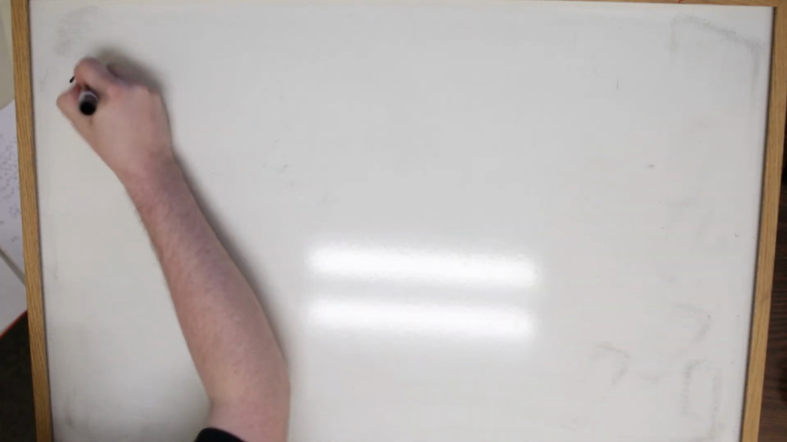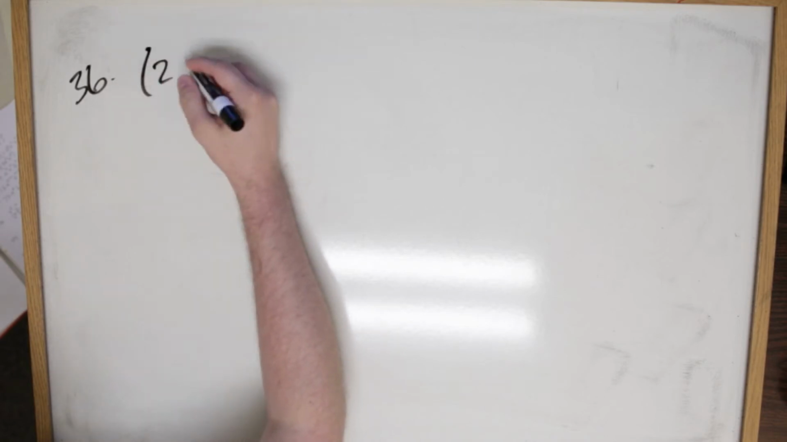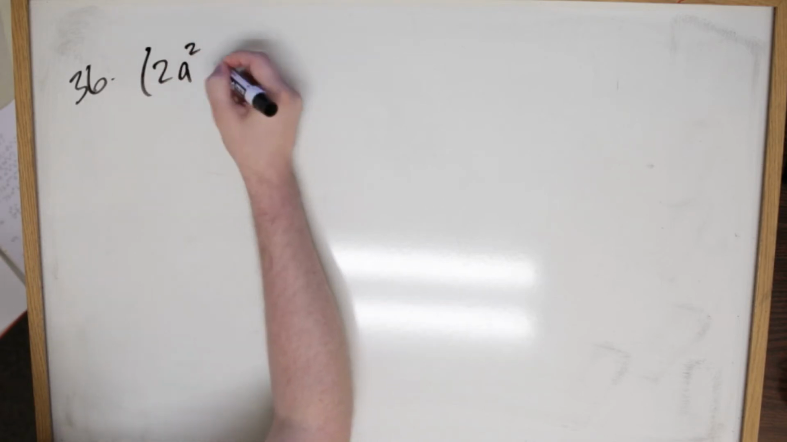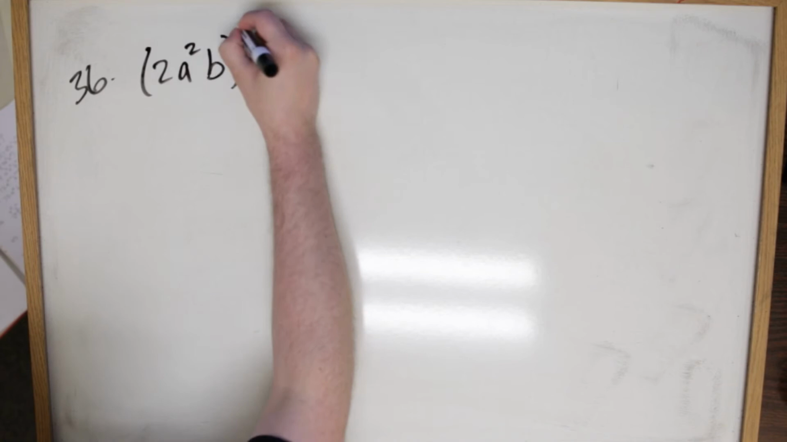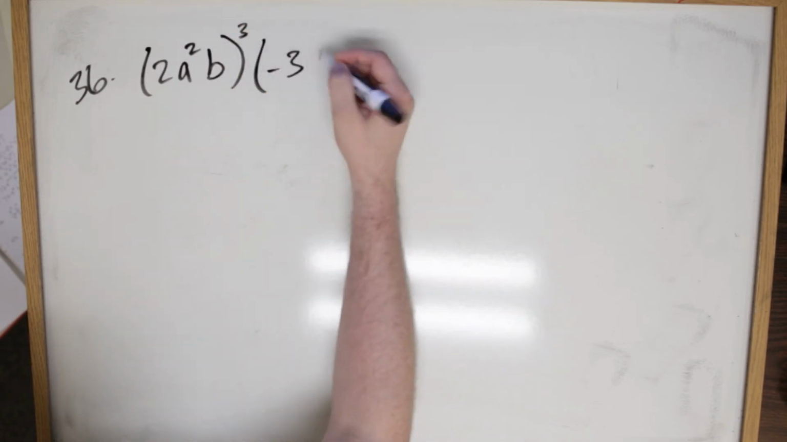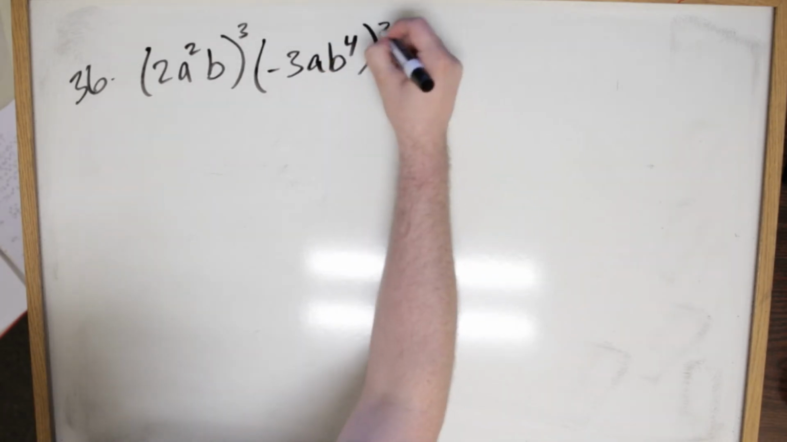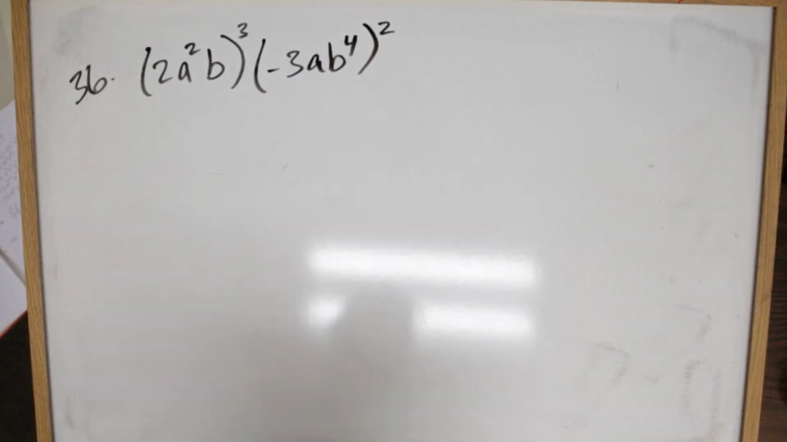Let's do 36. This one's a little trickier. Here we've got 2 times a squared b, all raised to the 3rd power, times minus 3 a b to the 4th raised to the 2nd power. Okay? So again, let's go ahead and just write all of this out.